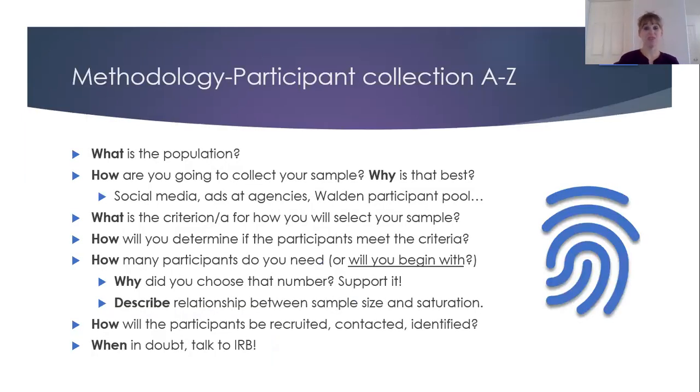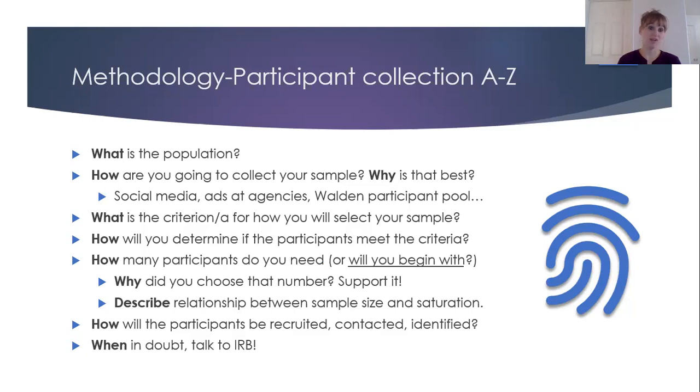Next is methodology. This is the first part of it, participant collection. Think about it from A to Z. What is your population? Where are you going to find them? How are you going to collect your sample? Why did you choose that way? Social media, ads at agencies. Are you going to call them and then send them an ad? How are you going to contact this specific population? Are you going to use the Walden participant pool? If so, then there's steps for that in the IRB process that we can discuss later on. What is your criterion or criteria for how you will select your sample?